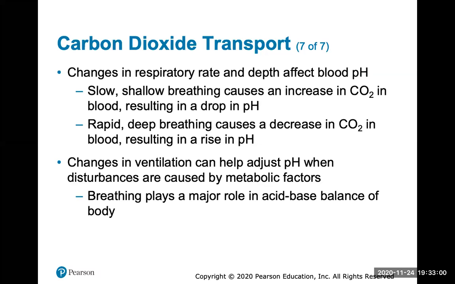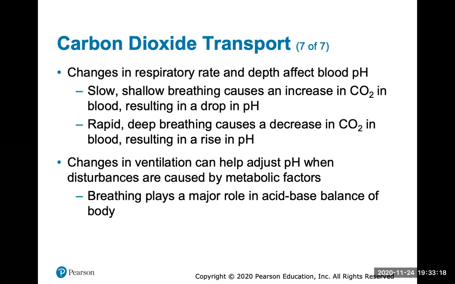Changes in your respiratory rate and depth will also affect your blood pH. If you have slow, shallow breathing, that will cause your body to retain excess carbon dioxide in the blood, which will result in a drop in pH, meaning a more acidic pH.